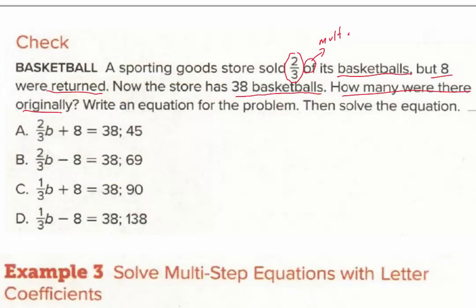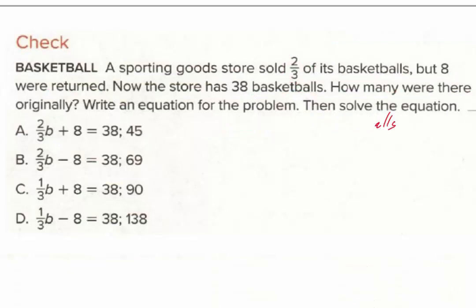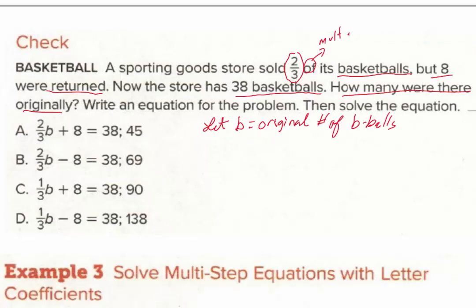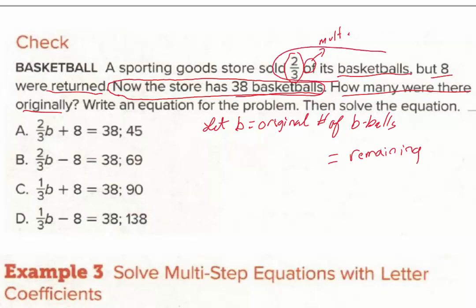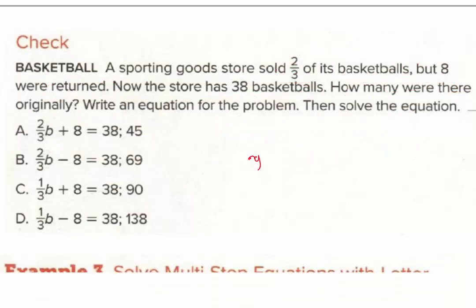So since we're talking about basketballs, I'm going to say let B equals original number of basketballs. So that's originally how many they had. Now we need to interpret something here. It says the store has 38 basketballs. That's 38 remaining. So they have how many remaining? And that should be the result or equal to how many they have left over from their sales plus what they had returned. So plus return. And then the first one up here is remaining from sales. So this one's the remaining amount.